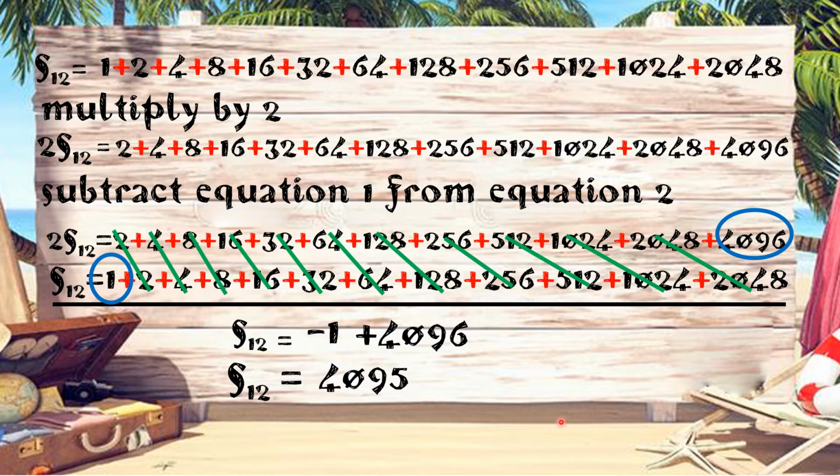But we cannot always just keep adding. So, we need a formula. What if we are given the sum of this sequence up to S sub 50 or 52? Or 1,000? That is very large. So, we cannot just keep adding. We have to use a formula for this.